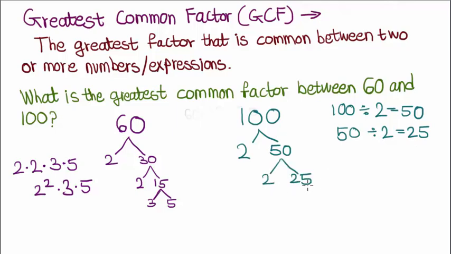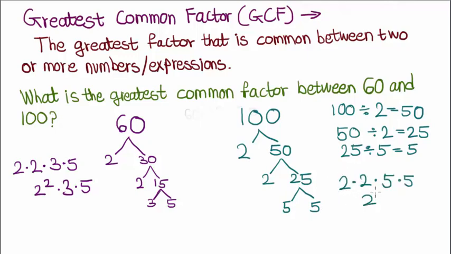The smallest prime factor for the number 25 is the number 5. So when I break apart 25 into two branches, I'll have the number 5 on both branches. Now I have prime numbers on all of the branches, and all I really need to do now is multiply all of them together to give me 2 times 2 times 5 times 5. This is better represented using exponents as 2 to the power of 2 times 5 to the power of 2.